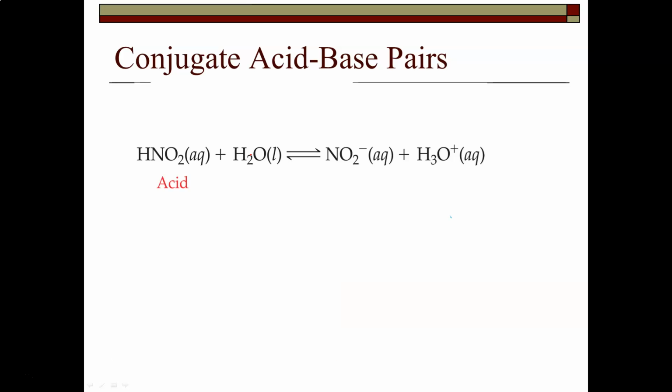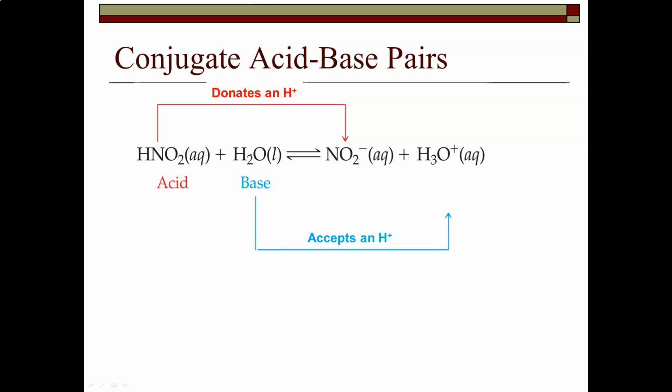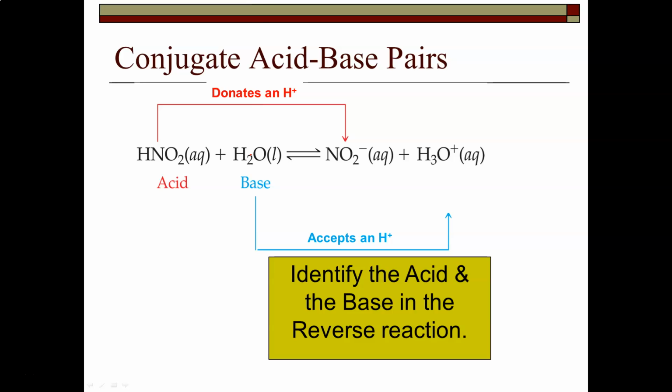So HNO2 in the forward reaction is the acid. It donates the H plus to form NO2 minus, and it donates it to H2O, which is our base, our proton acceptor, to create H3O plus. It accepts that hydrogen. We've done that before. There's nothing new here at all. What we need to do now, though, is look at the reverse reaction. We never had to do that before.